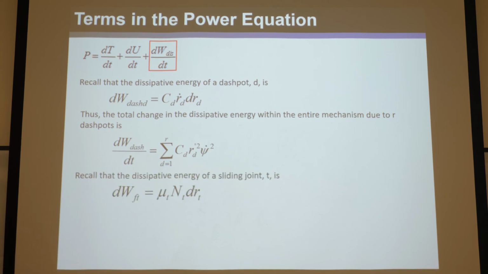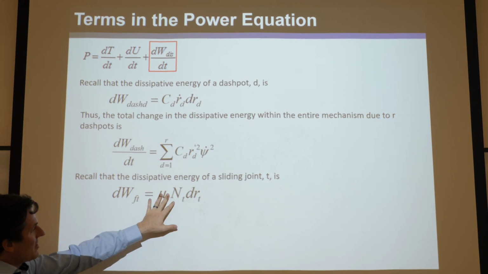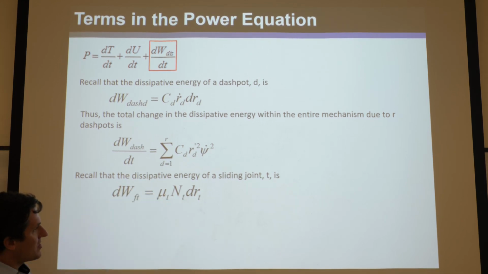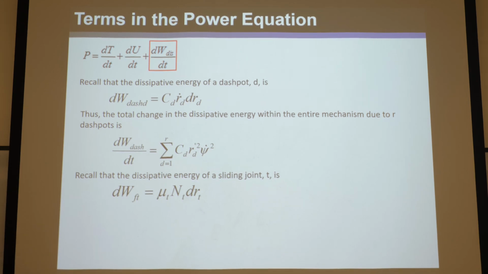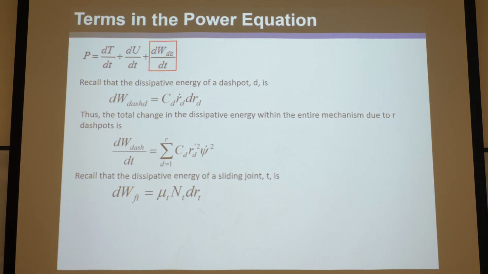Okay, and then finally, there's dissipative energy of sliding or joints. This is probably more common in reality. There are few mechanisms actually attached to a dashpot, but you might model them being attached to a dashpot. But pretty much every mechanism has friction in the joints or on the slider sliding on something. So you'd want to know this one, okay? And remember, that's the equation. That's either the static or the kinetic coefficient of friction. You'll know if the mechanism is moving or is static, which one to use. And that's the normal force, then dR, right?